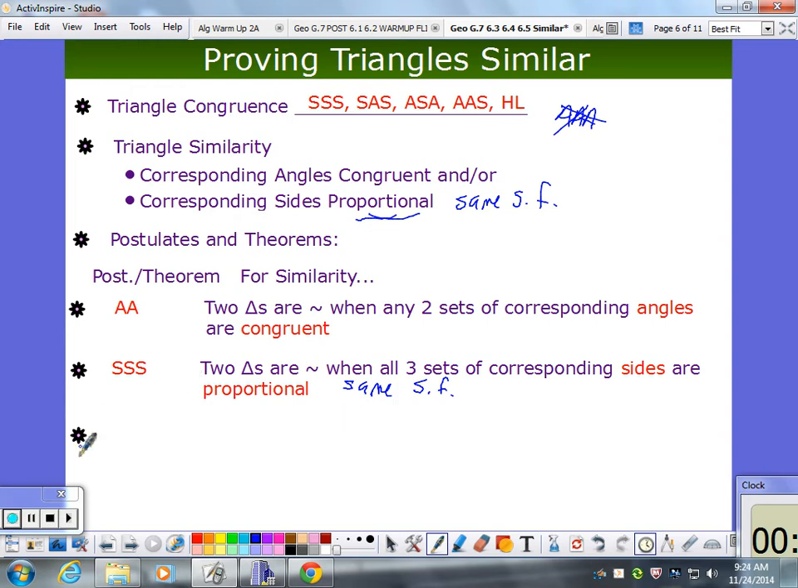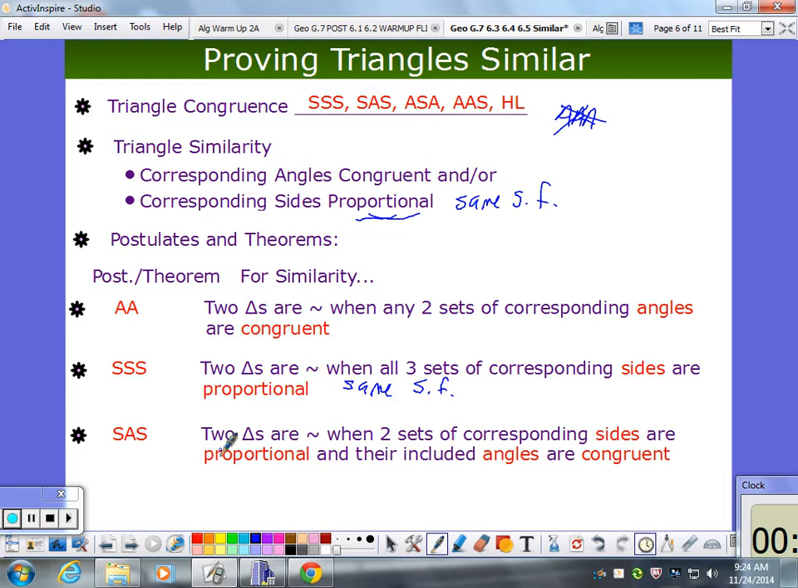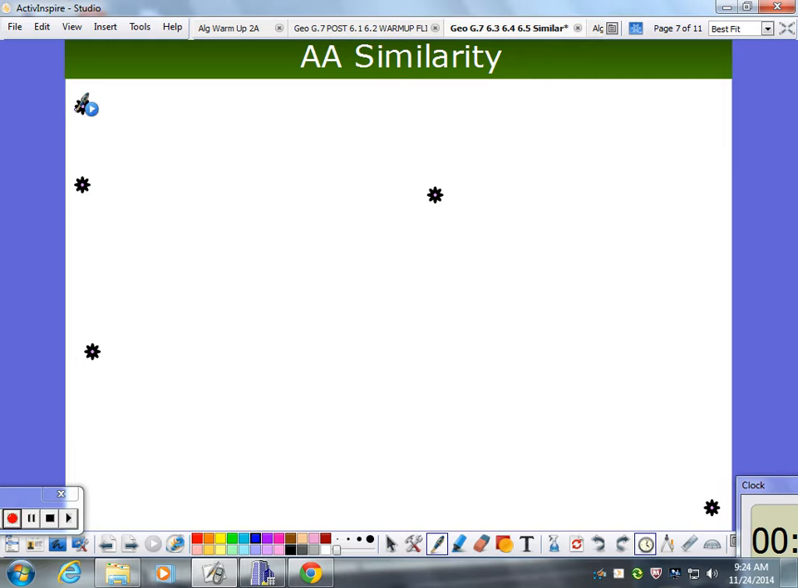Okay. And we also have side, angle, side. Again, not to be confused with the congruence postulate, side, angle, side says that the included angle has to be congruent, but the sides are in proportion. And what does that mean? They have the same scale factor. So two corresponding sides have the same scale factor, and the included angle is congruent. You have similar triangles.